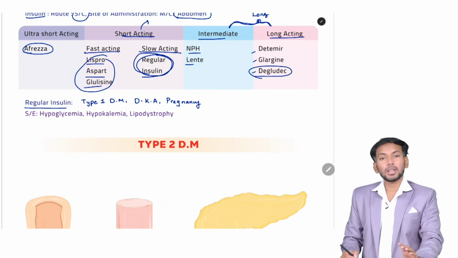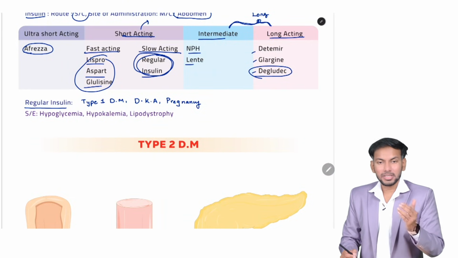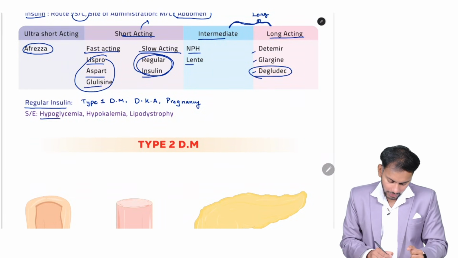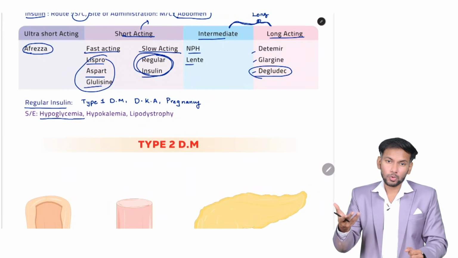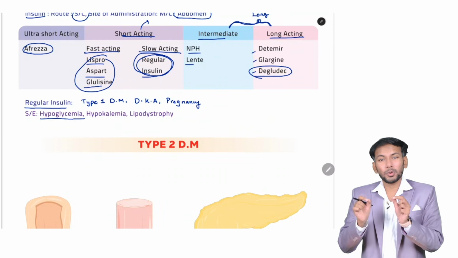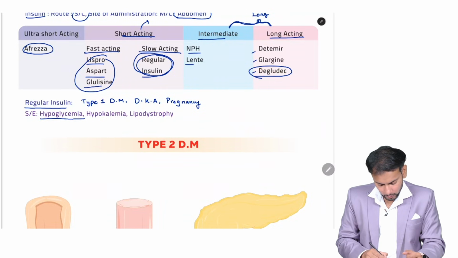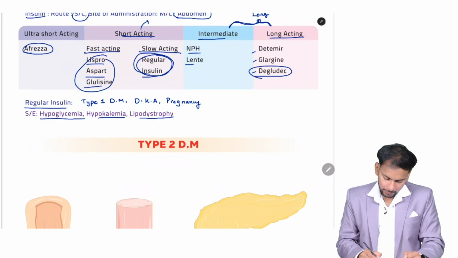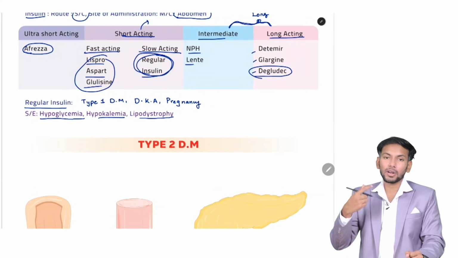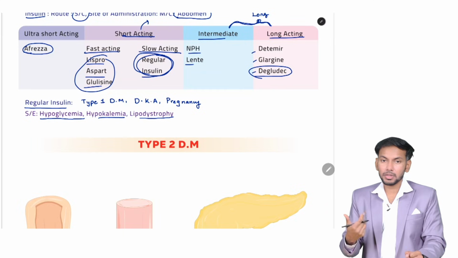Yes. Now, what are the side effects of this? Obviously, when you give insulin, sugar levels are going to decrease. This will cause hypoglycemia. Yes, along with glucose, potassium will also go inside the cells. So, potassium in the blood will decrease. That is what is known as hypokalemia. And it can also cause lipodystrophy. That is the reason why you have to alternate the sites of injections with insulin.